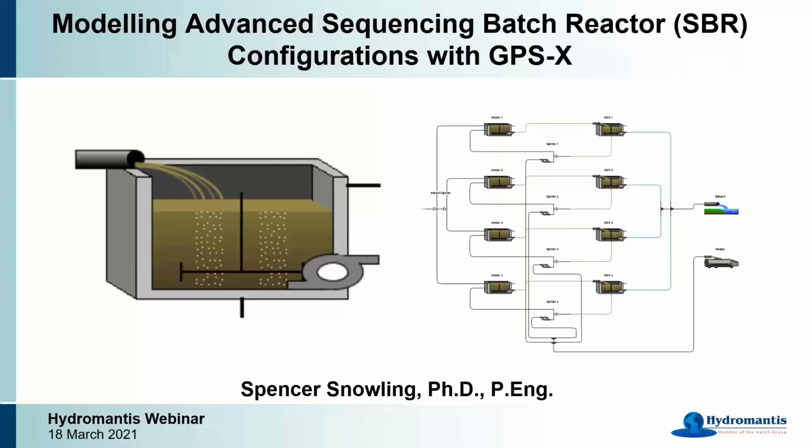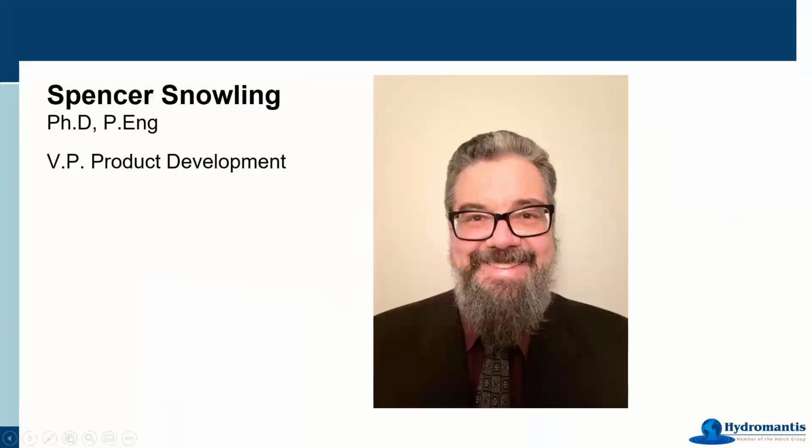So today we're going to be talking about advanced sequencing batch reactor configurations and how you set them up and model them in GPS-X. When I say advanced sequencing batch reactor or SBR operation, these are specifically a couple of examples we're looking at today that allow for continuous filling of the SBR system. I'm going to go through a couple of examples and show you some slides, and we'll give you an opportunity to learn about how to set those things up.